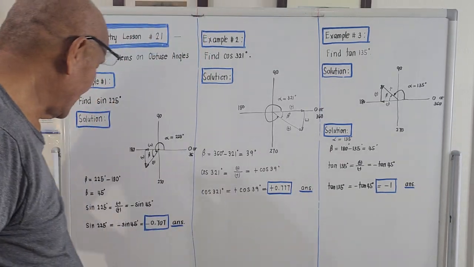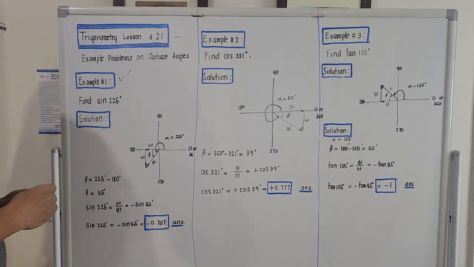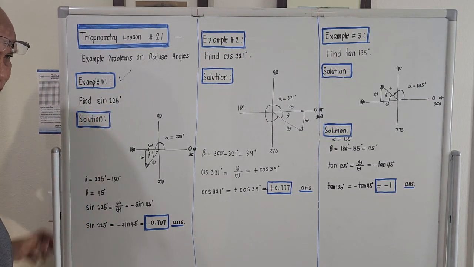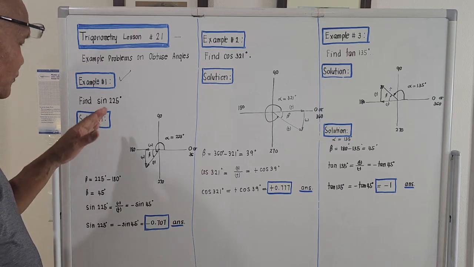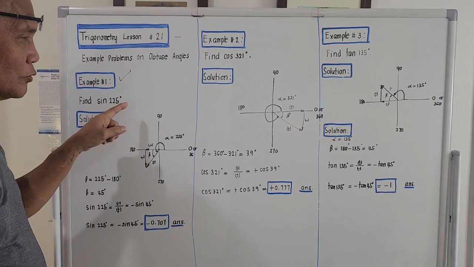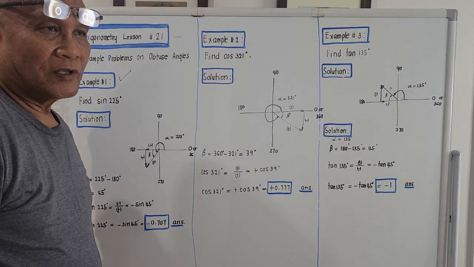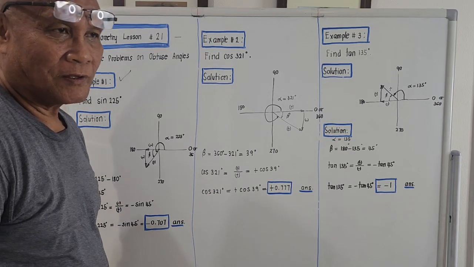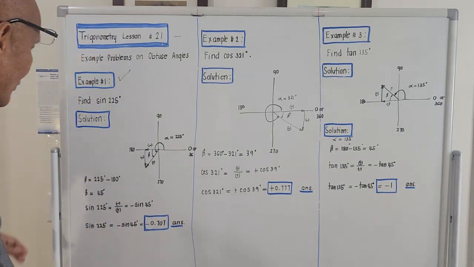Let's bring out example number 1. Find the sine of 225 degrees. If you do not have a calculator, you've got a problem. But if you know the technique on the so-called obtuse angles, we could find the value of an angle that is more than 90 degrees. Let's bring out the solution.